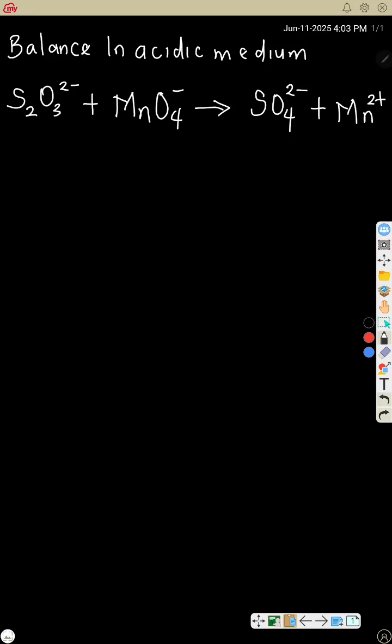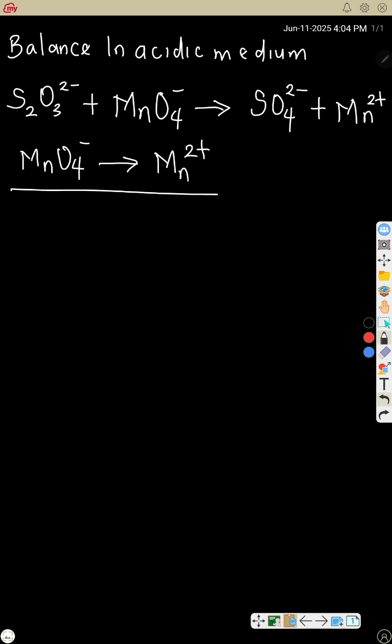Let us balance this in acidic medium. So first, balance the half reaction. Let's say we have MnO4 minus to give Mn2 plus. Now to balance this half reaction, how many manganese do we have here?